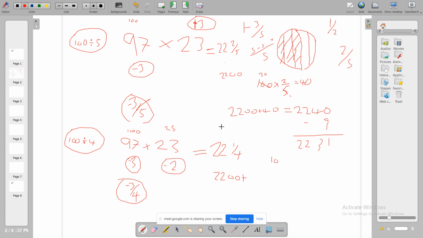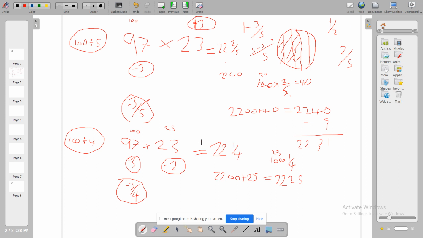It will be something like this: 100 times 1 over 4. So here we go 1, here is 25, right? 25 times 1 is 25. So here will be plus 25. Now when you add it, you get 2225, right?